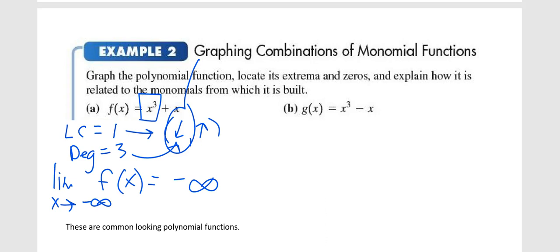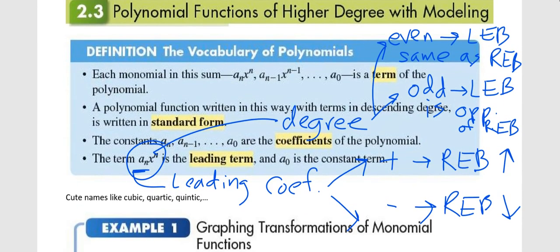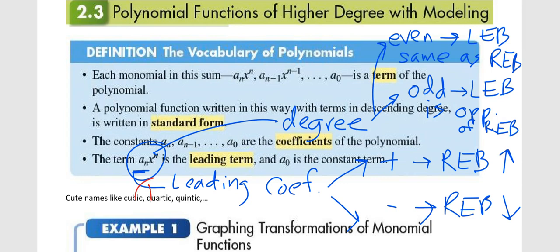Okay, in our last video, we mentioned that the leading term of a polynomial gives you the end behavior. We briefly went over those rules: you always start with the leading coefficient, and if it's a positive leading coefficient, it tells me that the right end behavior is up. The leading coefficient is telling me about the end behavior on the right side of the graph.